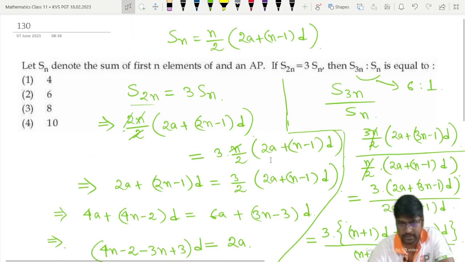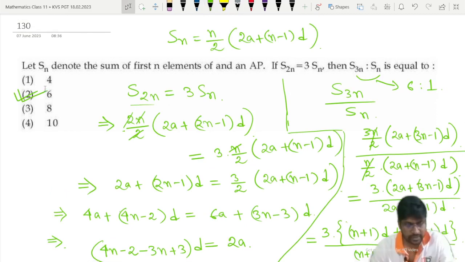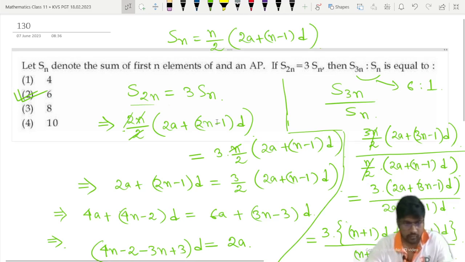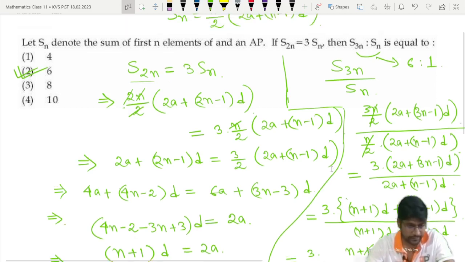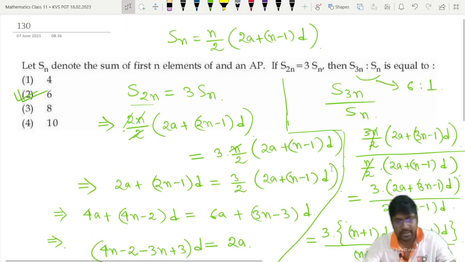So now look at the options. Option 2 is the correct answer for this question. So this was question number 130. Now we still have 50 more questions remaining. I have already told that a total of 100 questions will be there from mathematics, that is from question number 81 to question number 180. So up to 130 we have solved, and the next questions we will solve one by one in the next videos.